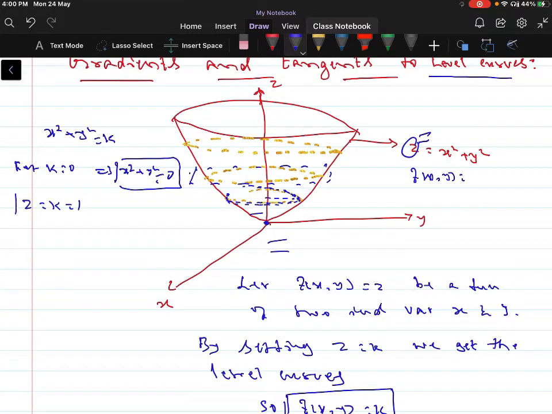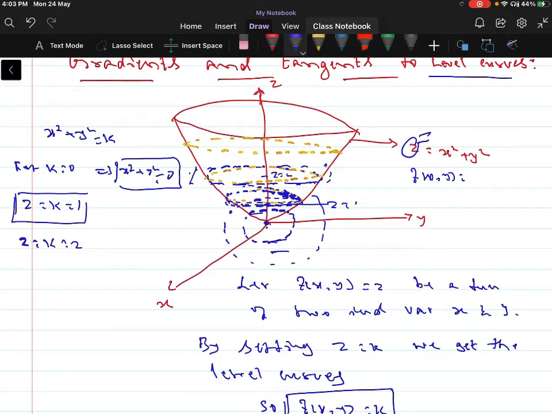So z is equal to 1 is a plane which is parallel to the xy plane, at the height z is equal to 1. When we intersect the plane at this height, we will form a circle. So this curve is a contour line on the paraboloid. Suppose I consider k is equal to 2, so at this height when z is equal to 2, again we form a contour line on the paraboloid, a circle.